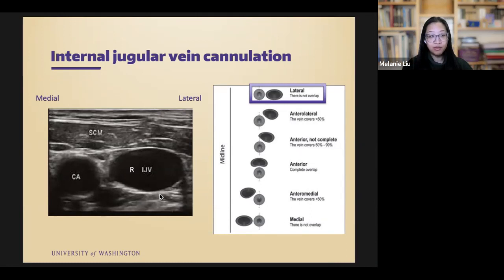And again, you always want to be visualizing your needle tip and making sure that you're not, to the extent possible, going through and through or towards something that you don't want to hit, although this can be a little bit more difficult in patients who are obese.